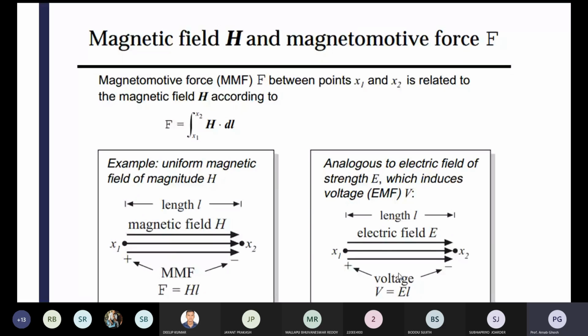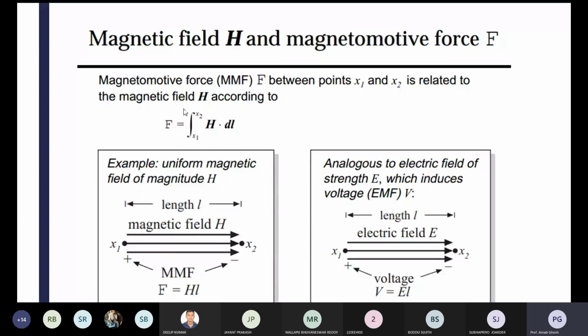Then see the motive force, directly from x1 to x2. For an individual portion, it is H into dl. If that point is moving from x1 to x2 in the magnetic field, how much value of the MMF will there be? It will be the integration from x1 to x2 of H into dl. So the magnetomotive force between points x1 and x2 is related to the magnetic field H, meaning the addition of different values. Finally we will get that.